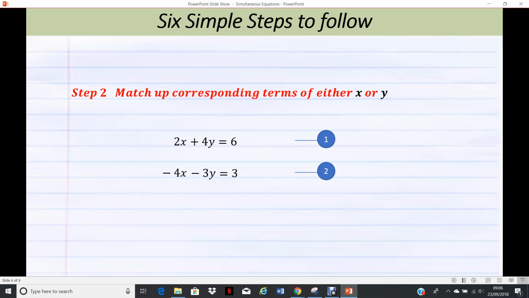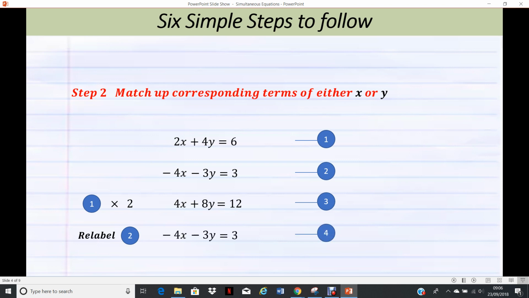Now in this case, if I multiply equation 1 by 2, I produce 4x plus 8y equals 12, which I'm going to label equation 3. And if I just relabel equation 2, you can see that equation 3 and 4 now both have the same matched coefficients in front of the x term.